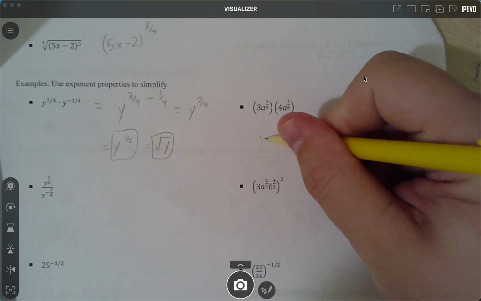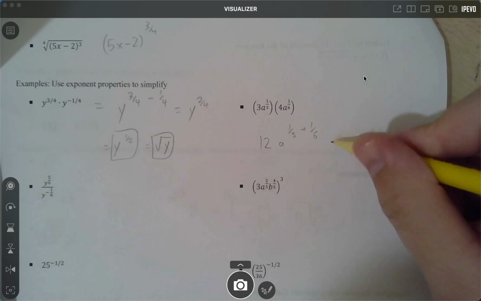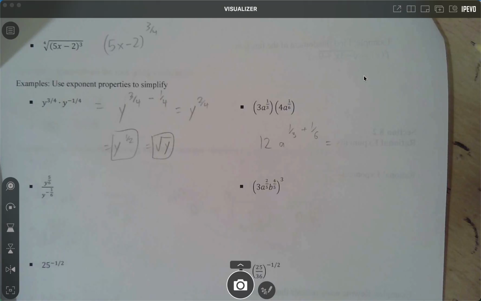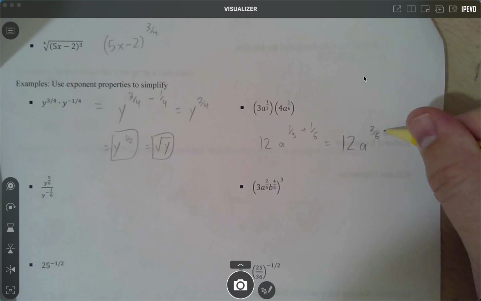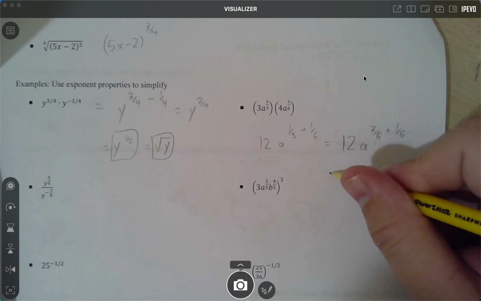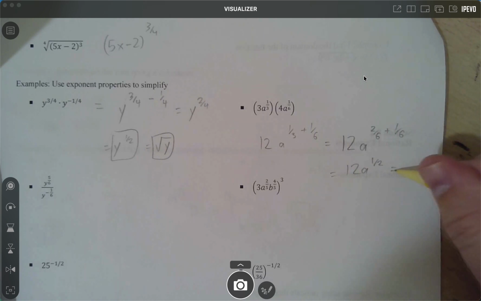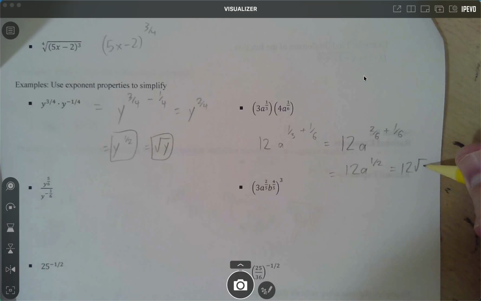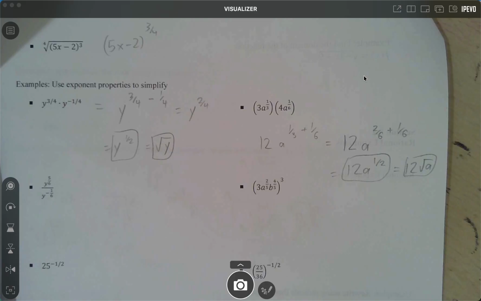The next one, we've got 12, and then we have a to the 1/3 plus 1/6. Now this time, what I'm going to need to do is create a common denominator. So that'll be a to the 2/6 plus 1/6. And again, that's going to be a to the 3/6, or I'm even just going to write 1/2. Now, careful here, this is 12 square root a. Remember that the exponents were only on the a, not the 3 and the 4. And so in the result, the exponent is only on the a, not the 12 out front. So just be cautious of that.